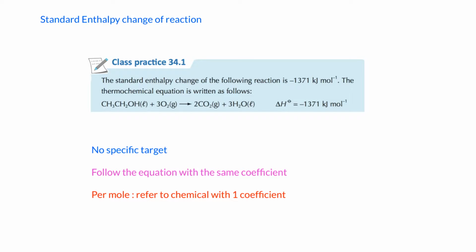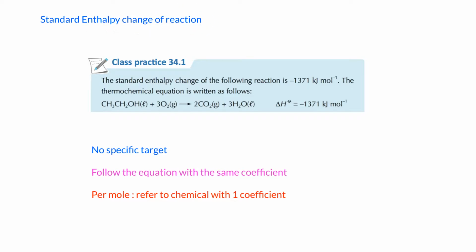The class practice that we have done is 34.1, like this one. You can see that we have ethanol burning in oxygen and then giving out carbon dioxide and water. So in the process, you will see that you have negative 1,371. That means it's releasing 1,371 kilojoules per mole. Some of you may wonder, per mole, which reactant or which product are we talking about? In this case, we say that this is a standard enthalpy change of reaction.